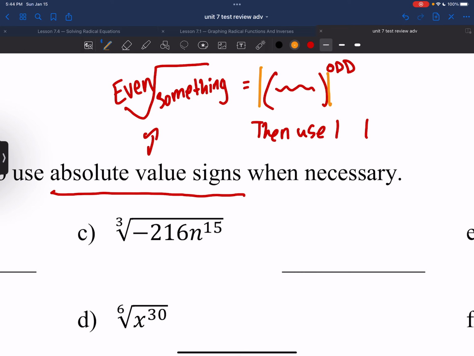Okay? Or, well, the power goes inside the absolute value bars like that. Okay? That is the only time I need them. I don't need them for odd roots at all, and I don't need them for even roots when the result has an even power. Because if it has an even power in the result, then it's going to get rid of the negative either way.